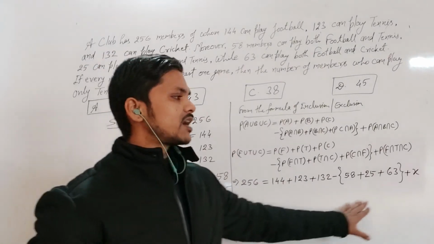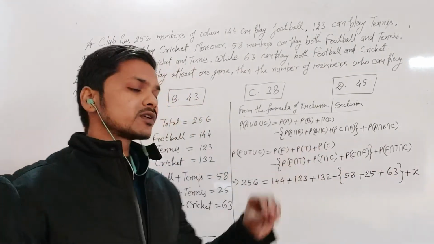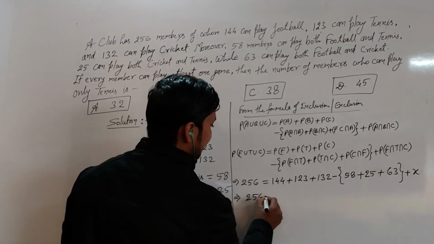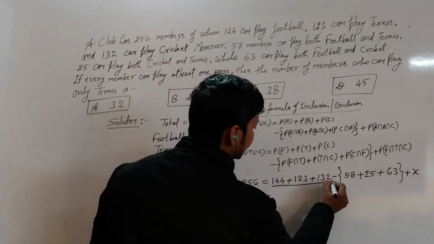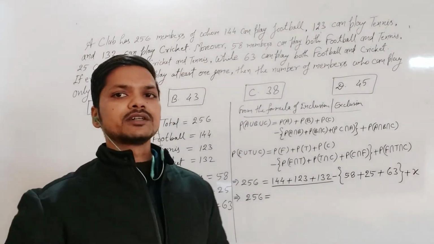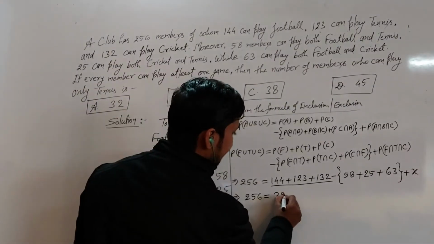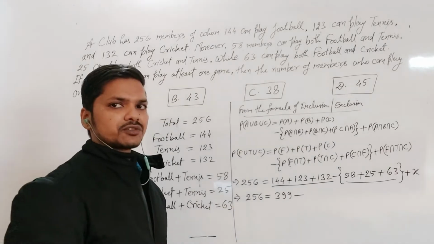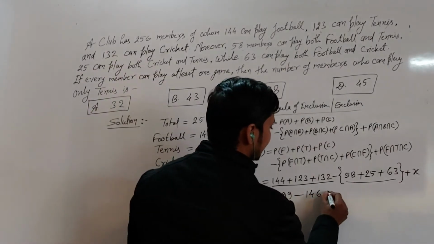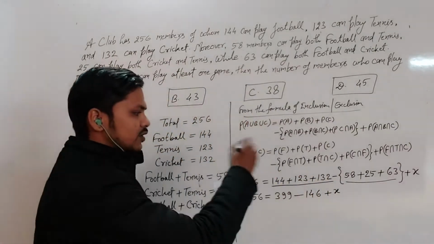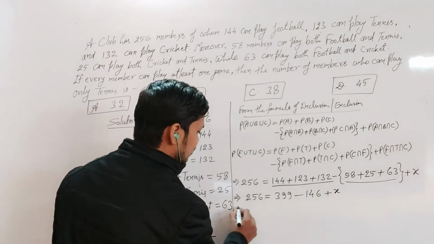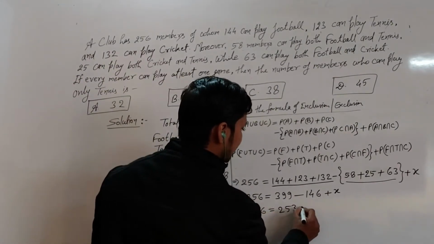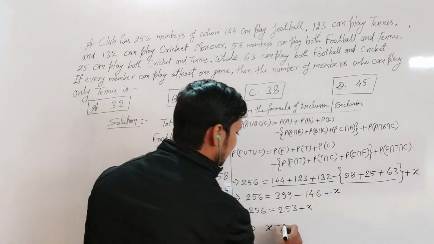So in that place I have written here X. That value we will just find out right now. Now calculate this equation. So here will be 256 and now the sum of all these three 144, 123 and 132, that will be here 399, and the sum of these three 58, 25, 63, 146, and here will be plus X. If we calculate all these things, so now the value will be here 256 equal to 253 plus X. Value of X will come out, that will be here 3.